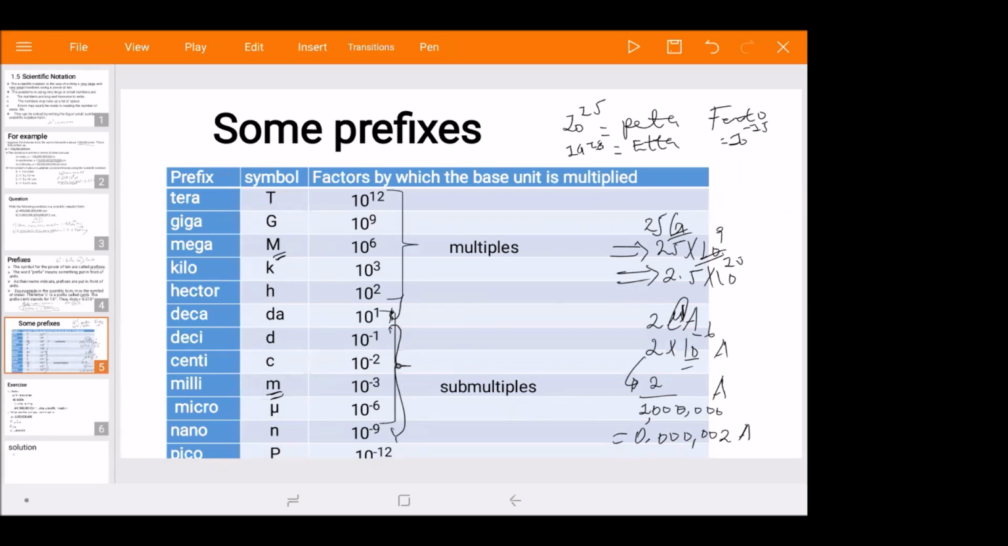Do you have any question on this point again? Yes. What is the smallest submultiple? Pardon? The smallest what? Submultiple.